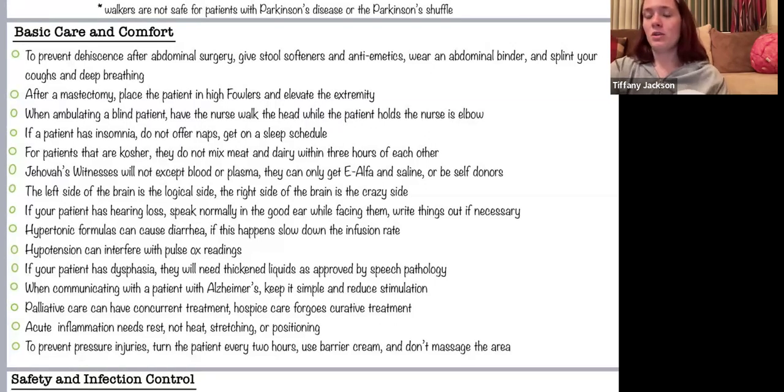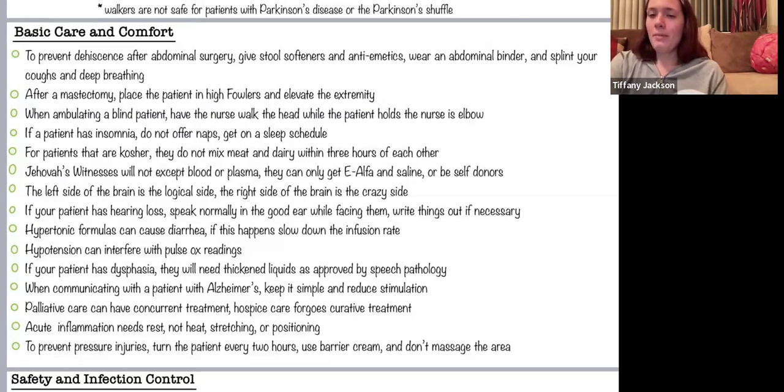When communicating with your patient with Alzheimer's, make sure we keep it nice and simple and we reduce stimulation. So if you're in the room with that patient, we need to talk to them. We're probably going to turn the TV off. We're going to make sure that the environment is cool and calm.